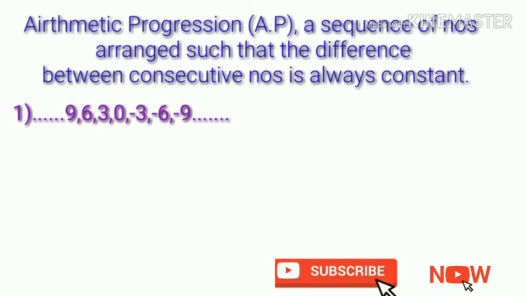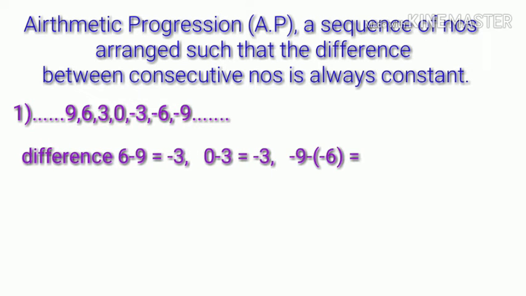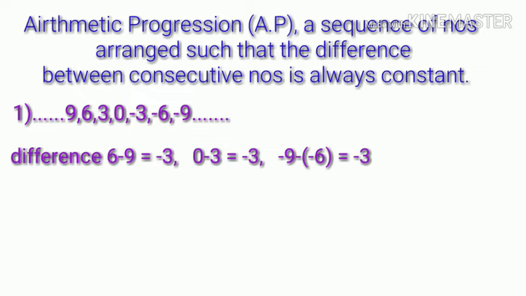For example, in this sequence, you have the numbers 9, 6, 3, and so on. The difference between 9 and 6 is minus 3. If you subtract 6 from 3, you will get minus 3. Similarly, if you subtract minus 6 from minus 9, you would get minus 3. As we saw, the difference between any two numbers is constant, which is equal to minus 3. The dots on both sides indicate that the numbers extend on both sides, and so it is called an infinite AP.